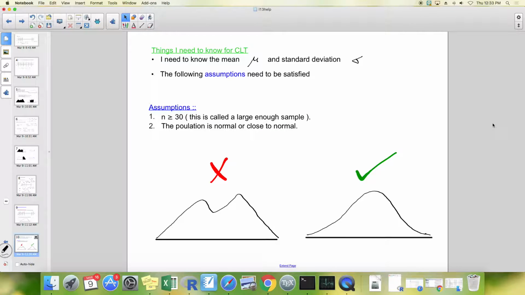So it's an either-or. Either 1 is satisfied or 2 is satisfied. I don't need both. One of them would be good enough. So n bigger than or equal to 30. By the way, what's n? n is sample size.